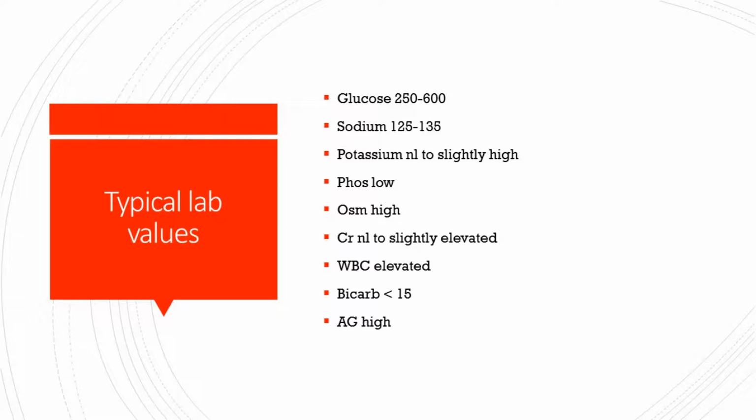Phos levels can be low, osmolarity is going to be high, and creatinine is going to be normal to slightly elevated. Your white blood cell counts are often elevated, and this is also secondary to contraction, as well as some inflammation associated with DKA. And then bicarb is typically going to be less than 15. If you see someone in alcoholic ketoacidosis, it's not going to be that low generally. They can still have ketones in their blood, but their bicarbs are not going to be that bad, and then you're going to have a very high anion gap. Okay?